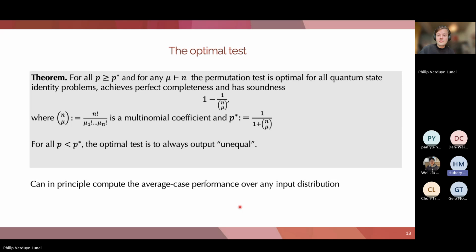Sorry, can you remind me what is the perfect completeness and soundness? Yeah, so perfect completeness means that you're not allowed to have any false negatives. So on the equal input, you always have to answer equal. And soundness is the probability that you answer wrongly on the unequal input. Uh-huh, I see. Okay, so perfect completeness means you don't have false positives. Right. No false negatives. Oh, false negative. And soundness means what? The soundness is the probability of a false negative. Yeah. I see. Okay.